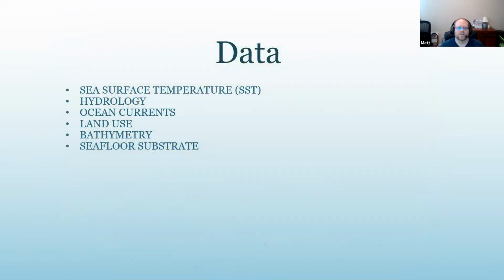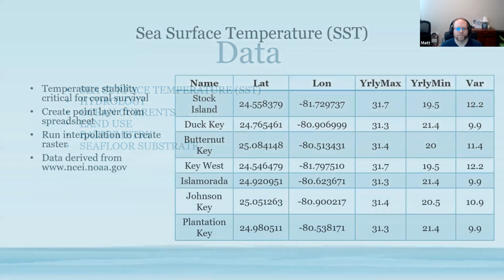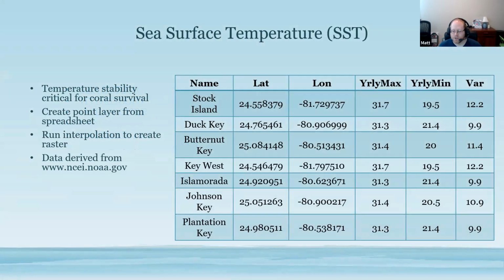The data I'll use for this analysis includes sea surface temperature, hydrology, ocean currents, land use, bathymetry, and seafloor substrate. For sea surface temperature, I've collected a spreadsheet of data, a subset of which you can see here. With this data, I will create a point layer in ArcMap, and then I'll run an interpolation function to create a raster that will cover the extent of the Florida Keys.